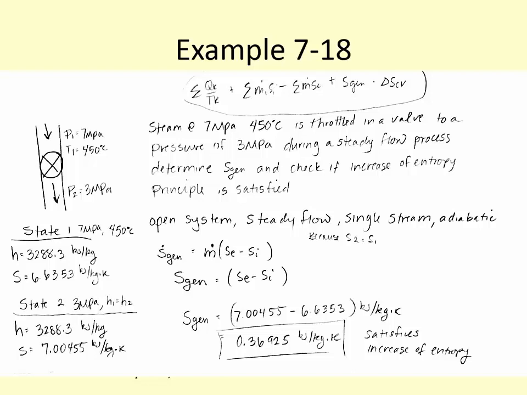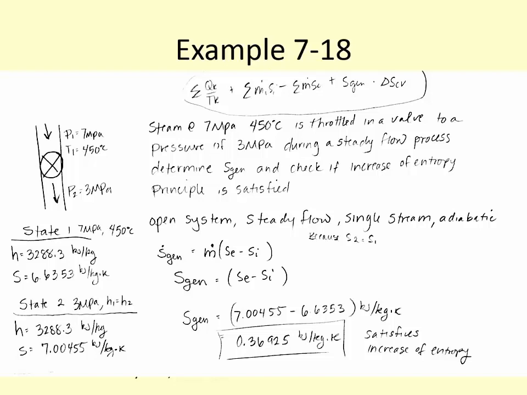Okay, so let's start with the entropy balance, where the sum of Q over T plus the sum of the mass flow rate in times the entropy in minus the sum of the mass flow rate out times the entropy out, plus the entropy generation is equal to this dS/dt. Okay, can we simplify this or start canceling things out? Do we have any heat transfer? No. A throttling valve is an adiabatic process, so Q is 0.